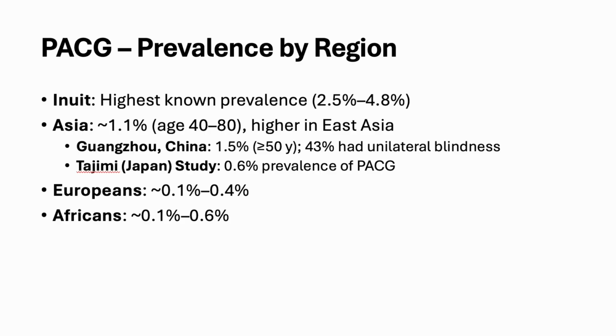The Tajimi study in Japan reported a 0.6% prevalence. In Europeans, PACG affects approximately 0.1 to 0.4%. In Africans, it ranges from 0.1 to 0.6%.